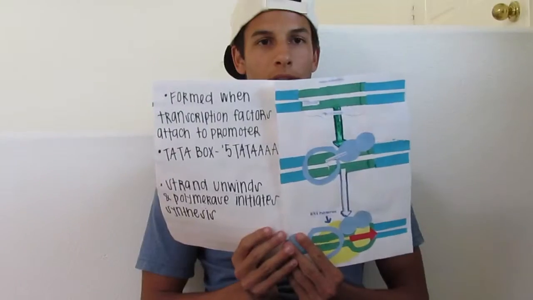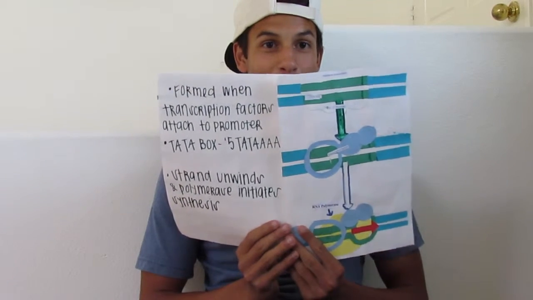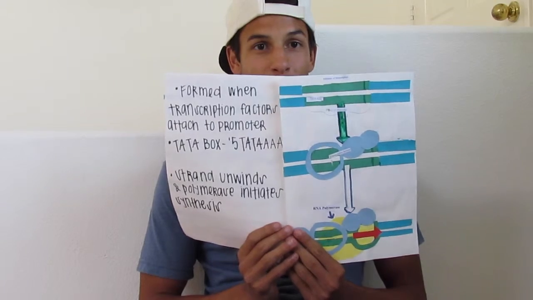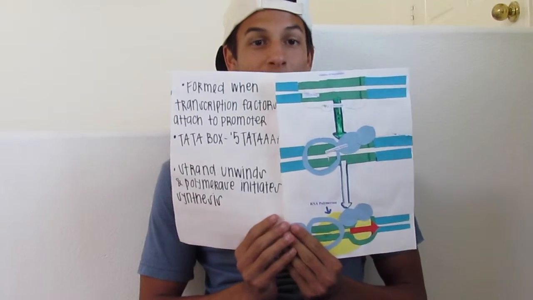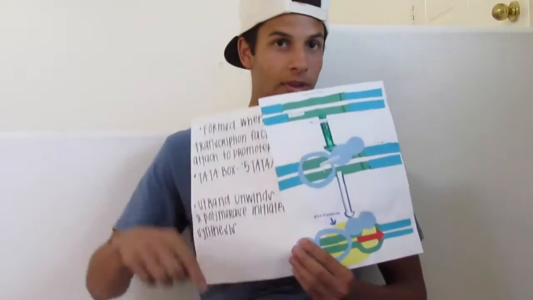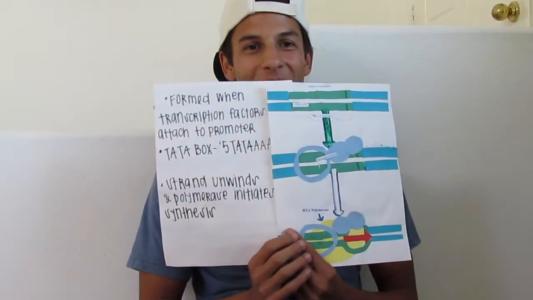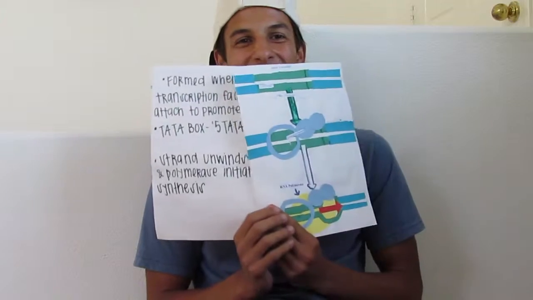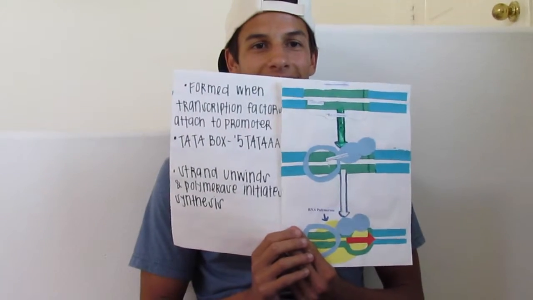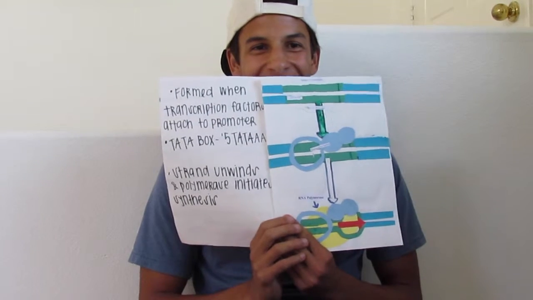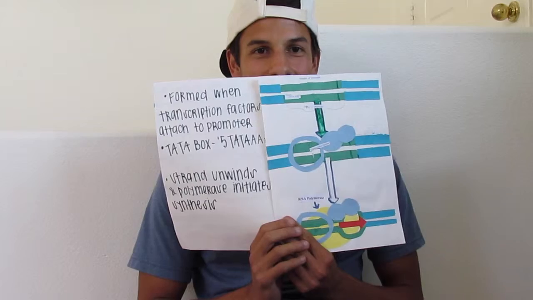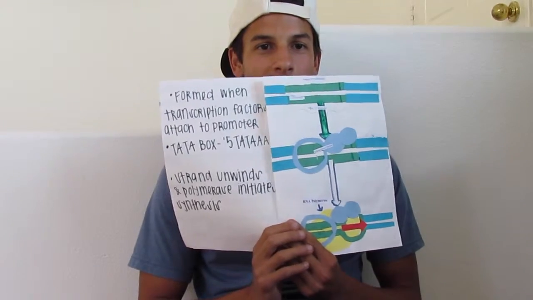It's on ribosomes. The initiation of transcription is regulated by the transcription factors that attach to the promoter region, which is right over here, as you can see. Then the RNA polymerase binds to the promoter. The DNA strands unwind, and the polymerase initiates RNA synthesis at the start point of the template strand.